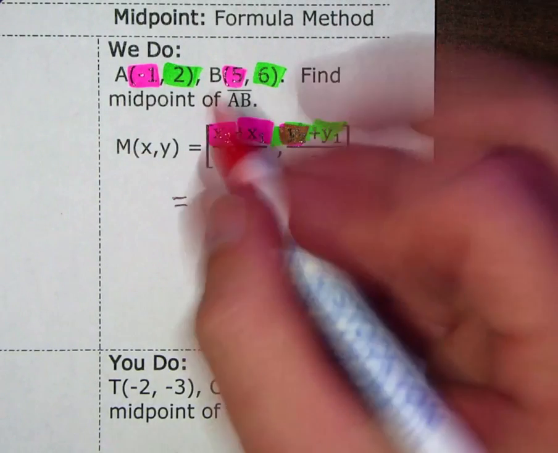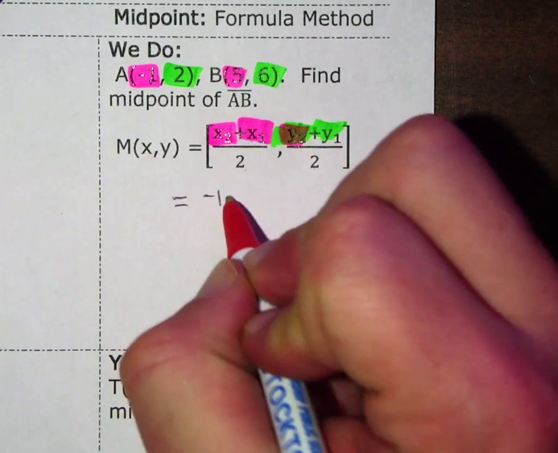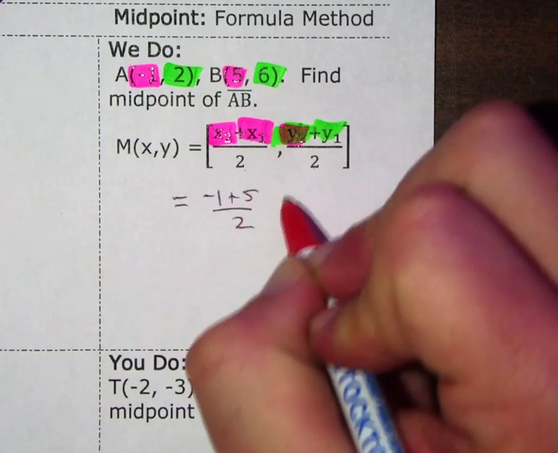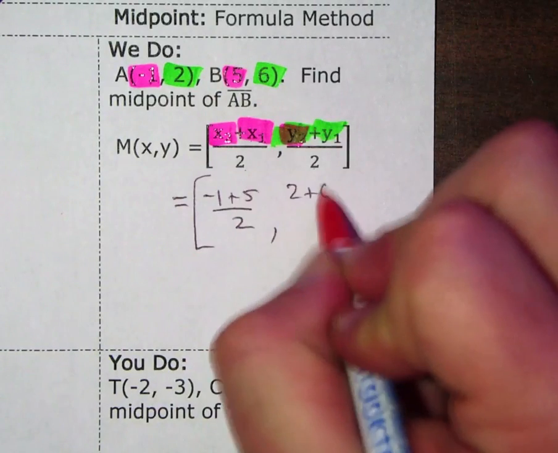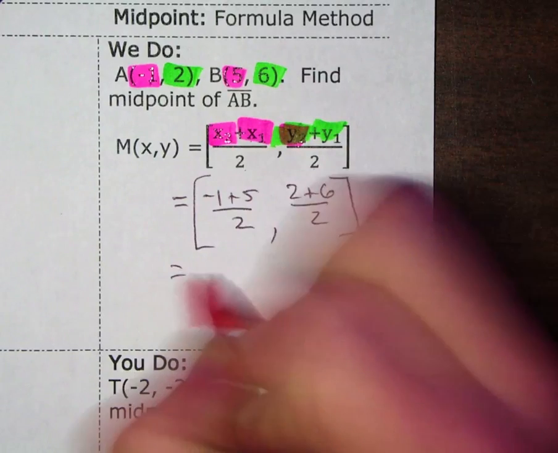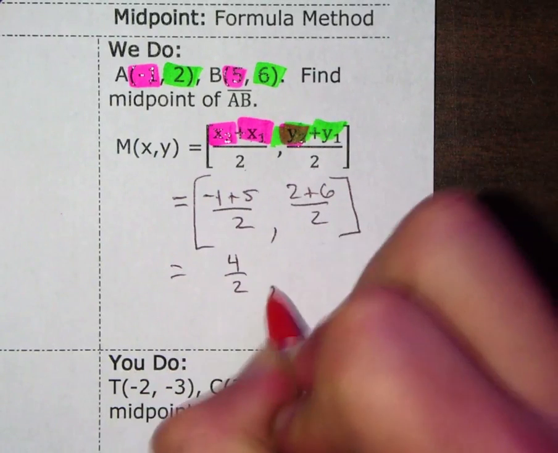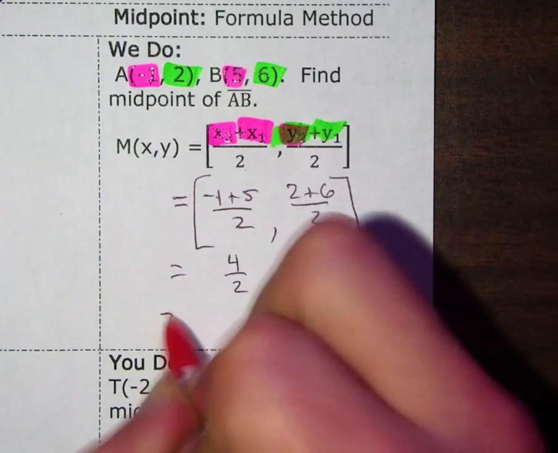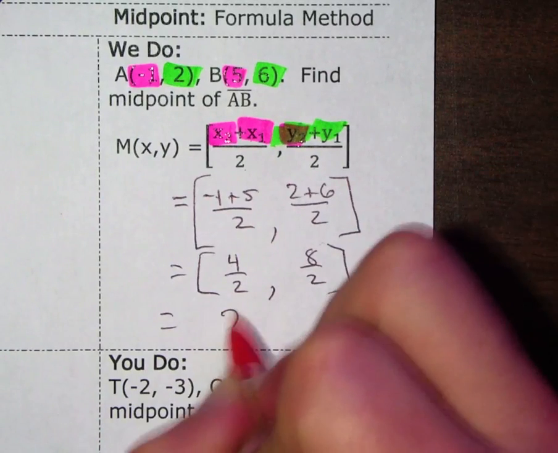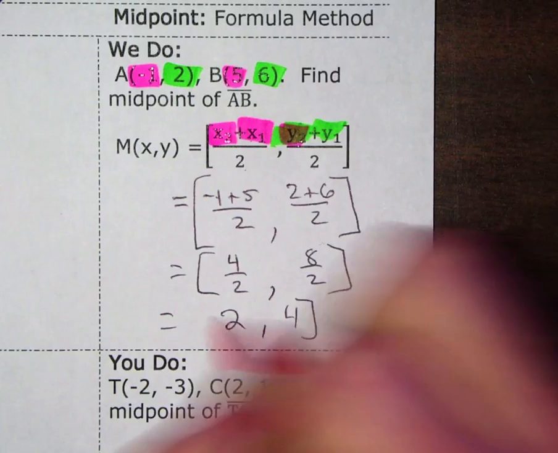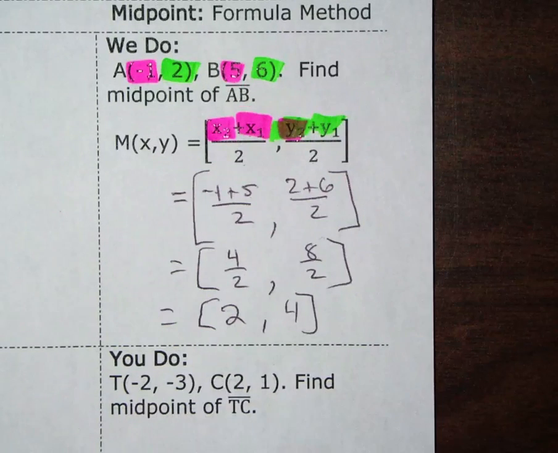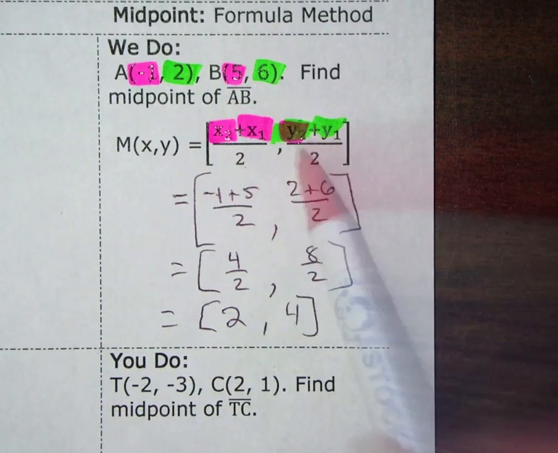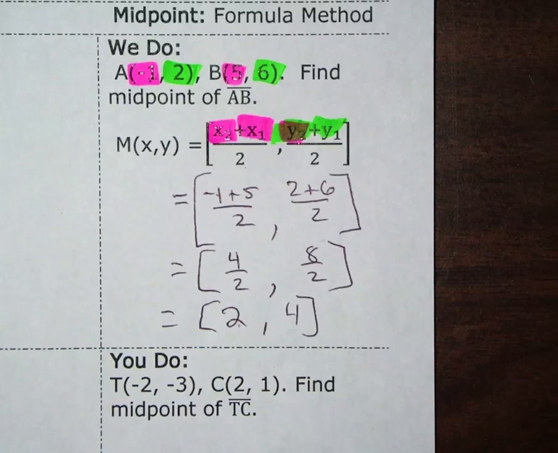Okay. So let's substitute in negative 1 and 5. And then we're also going to do 2 and 6. That's going to be 4 over 2. This is going to be 8 over 2. And this is 2, comma 4. That is the midpoint, just like we found before. You take the mean of the x's and the mean of the y's to get the coordinates. So you can go ahead and try this one on your own.